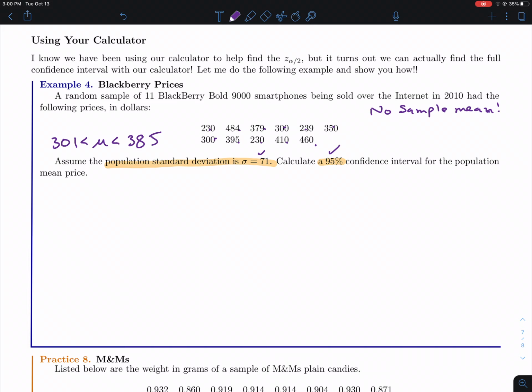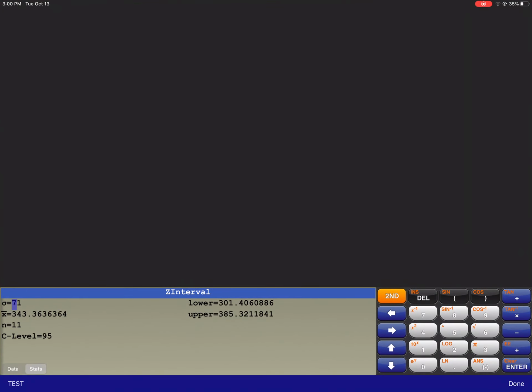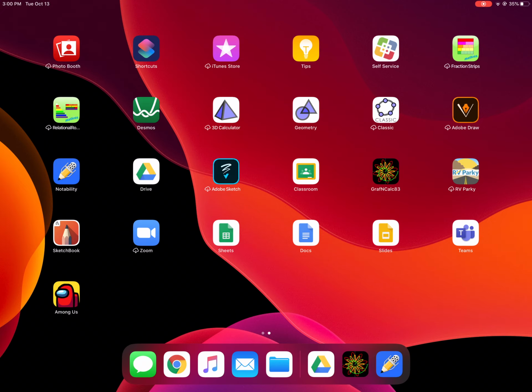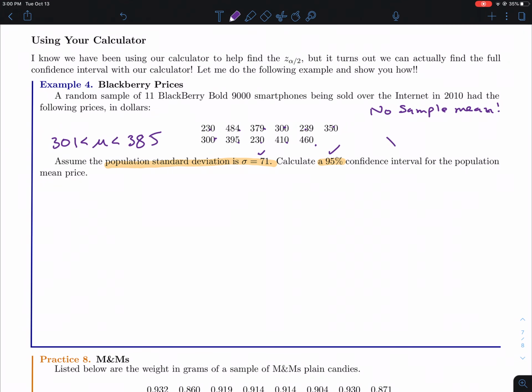So we can test this too. By going back to the calculator and getting our mean, which was what, 343.36. I'll just leave it at 343. It'll be close enough. And our sigma was 71. Our square root of 11 would be that. And then theoretically we should multiply it by 1.96, because that's what the calculator would have done.